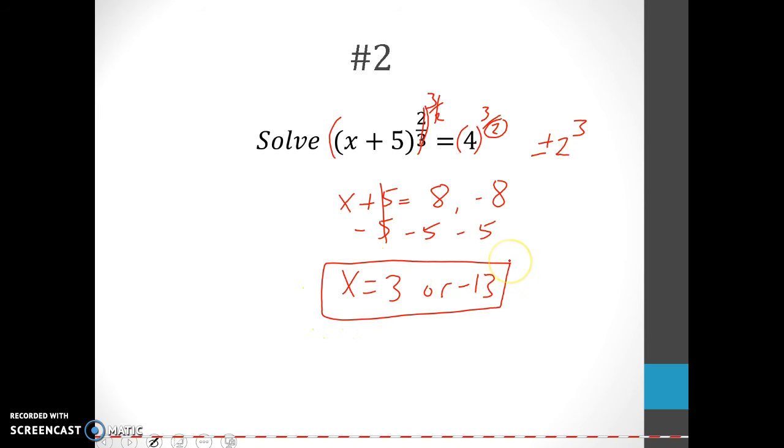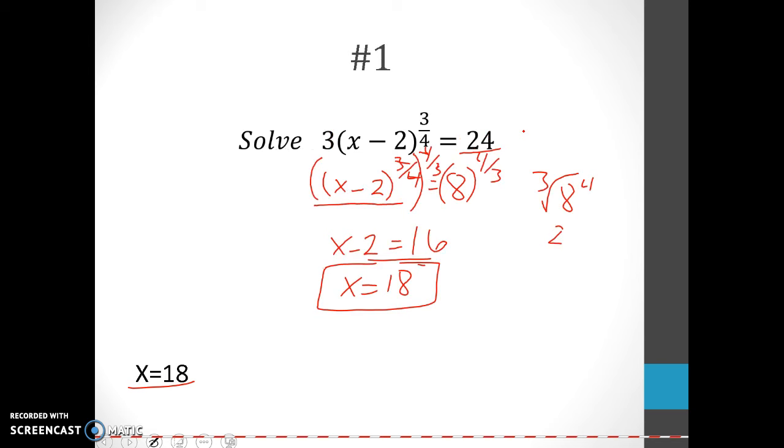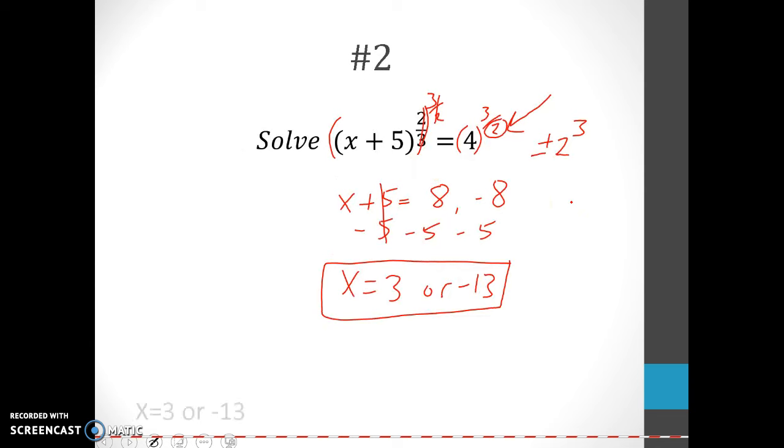And both of those numbers work. We can plug a 3 in, and we can plug a negative 13 in, and I'm going to get a 4 both times. And so you really have to watch when there is an index here that is an even number, that you will get two different answers. We didn't have to worry about that on the last problem because the index was an odd number, and when I have an odd numbered index, I'm just going to get one cube root, not the possibility of 2. And so sometimes we're going to have one answer, and sometimes we're going to have two answers.